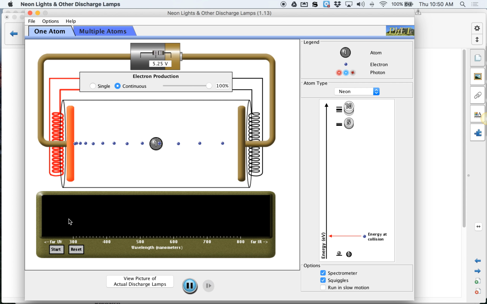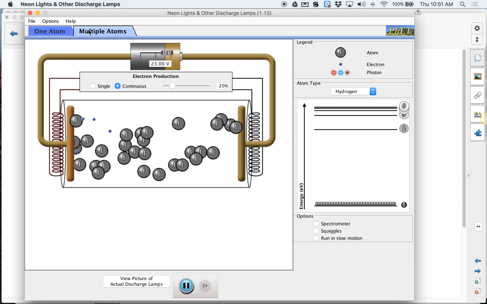Right. This energy gap from here to here is so big, we need a lot of energy to jump it to that higher energy level. So we need to crank up the electricity here. What's the point of this? You can't get it that high. A 12-volt battery in there. So what this is showing is with a single atom, you can actually make neon give off light. Okay? So let's change over here and go to multiple atoms.